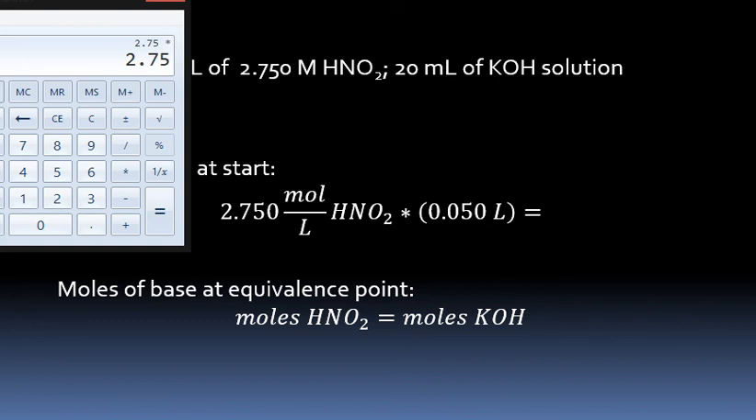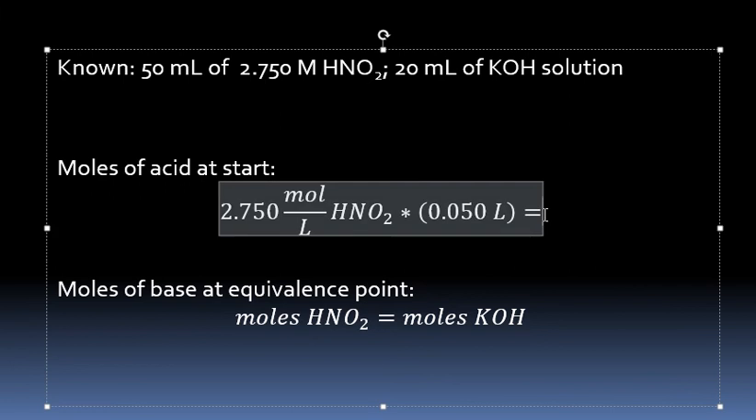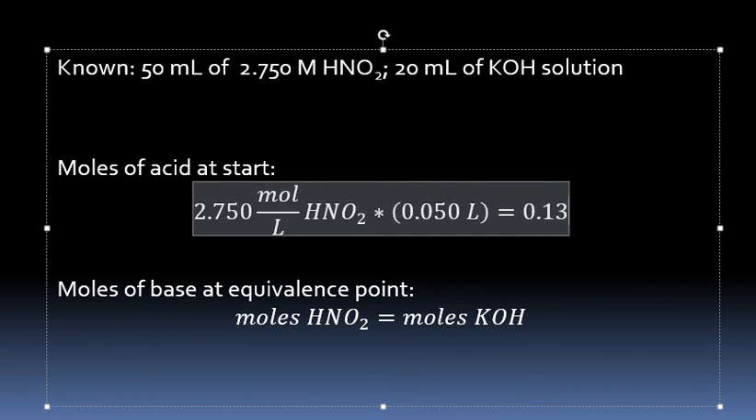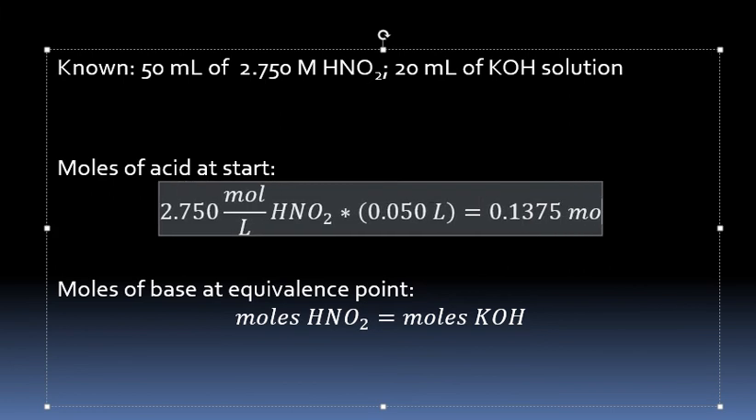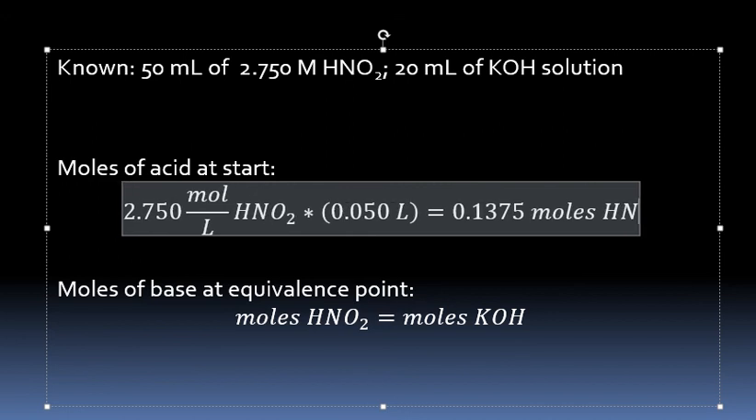So 2.750 times 0.05 will give us 0.1375 moles of our HNO2 solution.